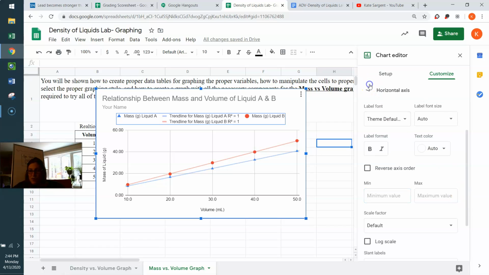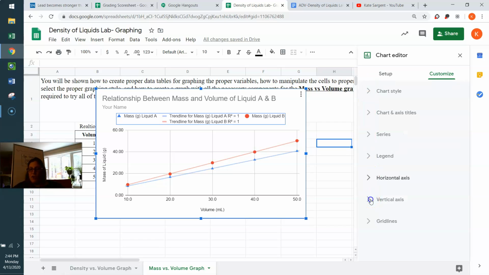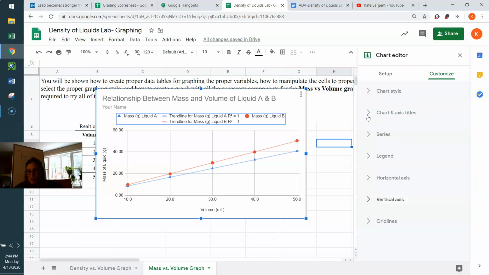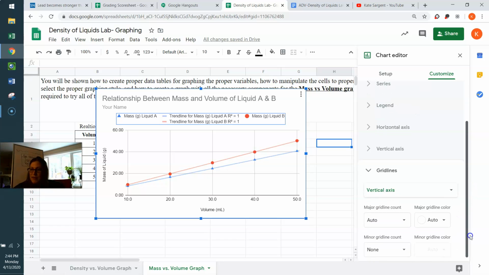So that's the horizontal. If I check out my vertical axis, is there anything I need to adjust here? No, I think it's good. I don't need to put in a minimum or maximum value, so I'm just going to shut that. Grid lines. Okay. Don't change major grid lines.